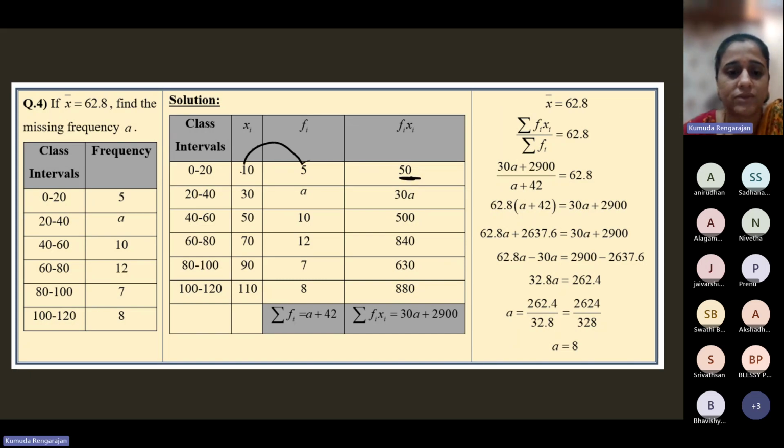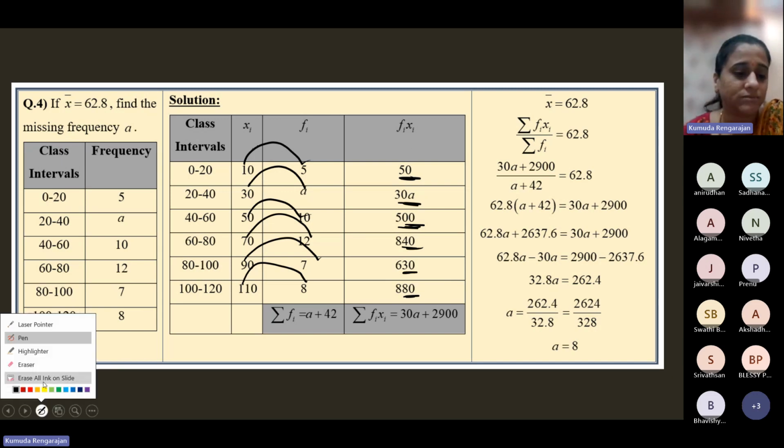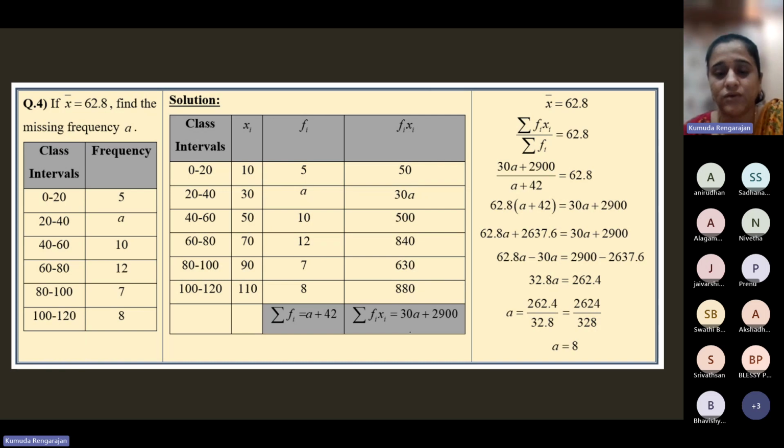10 into 5, 50. 30 into A, 30A. 30 into A is 30A. 50 into 10, 500. 70 into 12, 840. 90 into 7, 630. 110 into 8, 880. Now, when you find the total of the fi xi column, be careful. Add all these numbers, and they add up to 2900. Write this 30A as it is. You cannot add 30A to 2900, right? You cannot add 30A.